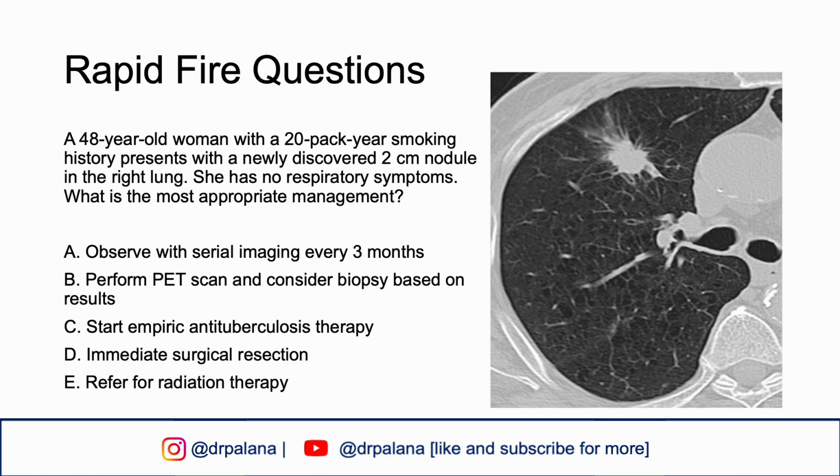A 48-year-old female with a 20-pack-year smoking history presents with a newly discovered 2-centimeter nodule in the right lung. She has no respiratory symptoms. What is the most appropriate next step? Observe with serial imaging every 3 months, perform a PET scan and consider biopsy based on the results, start empiric anti-TB therapy, immediate surgical resection, or refer for radiation therapy? The answer is PET scan. Given the patient's history of heavy smoking and the irregular margins of the nodule, a PET scan is appropriate to evaluate for metabolic activity indicative of a malignancy.